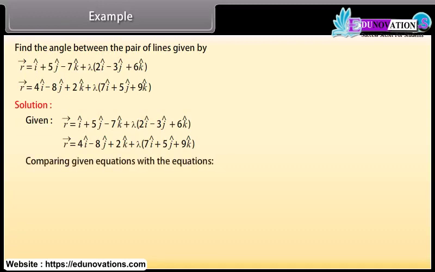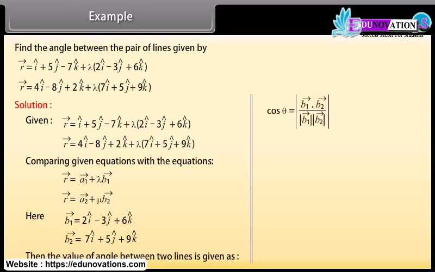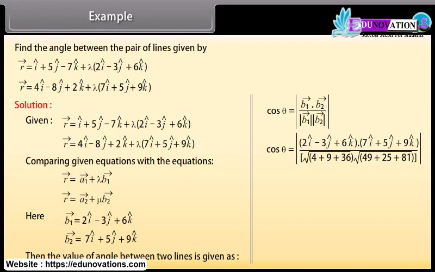Comparing the given equations with the equations vector R equals vector A1 plus lambda vector B1 and vector R equals vector A2 plus mu vector B2, here vector B1 equals 2i minus 3j + 6k and vector B2 equals 7i + 5j + 9k. Then the angle between the two lines is given as cos theta equals modulus of (vector B1 dot vector B2) by (modulus of vector B1 into modulus of vector B2). Cos theta equals modulus of the dot product of (2i minus 3j + 6k) and (7i + 5j + 9k) divided by square root of (4 + 9 + 36) into square root of (49 + 25 + 81).